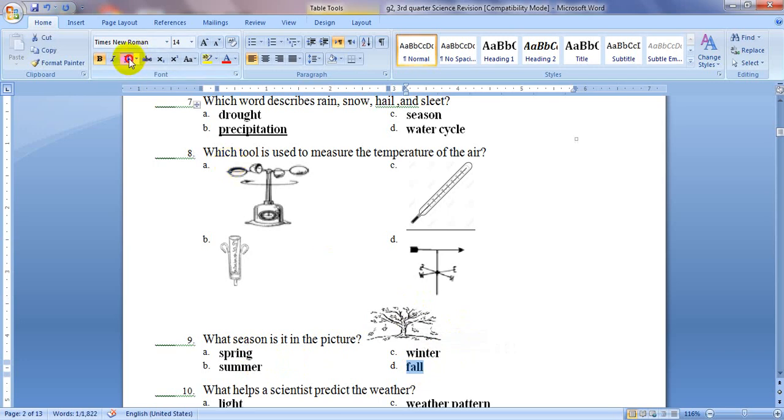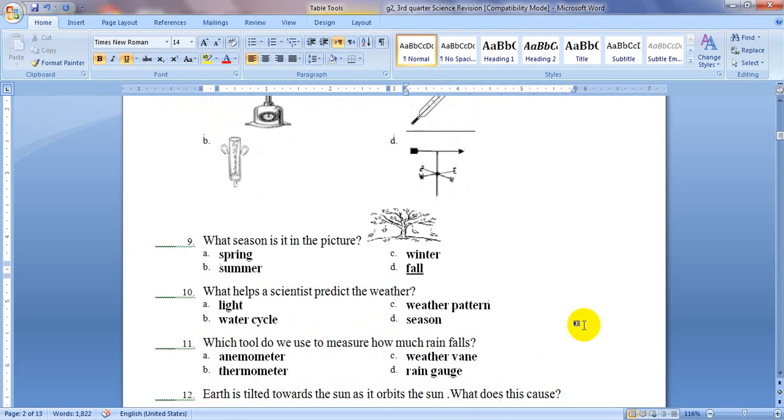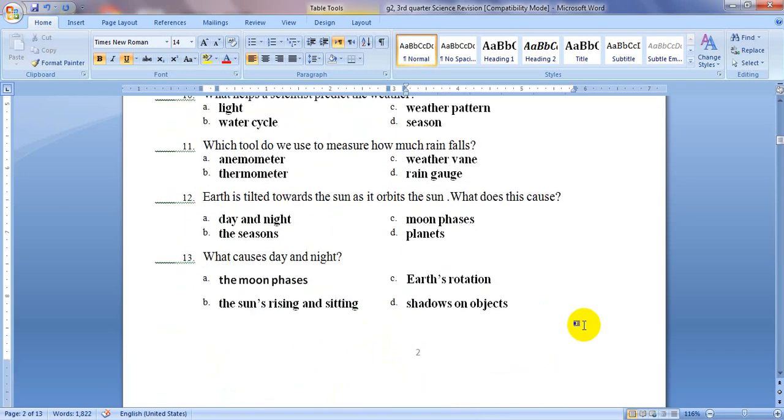Of course, this happens in fall because we said that in spring the plants start to grow. In summer, plants grow bigger and have a lot of leaves. In winter, plants lose all of their leaves. So the answer here will be letter D, which is fall. Let's move to question number 10.